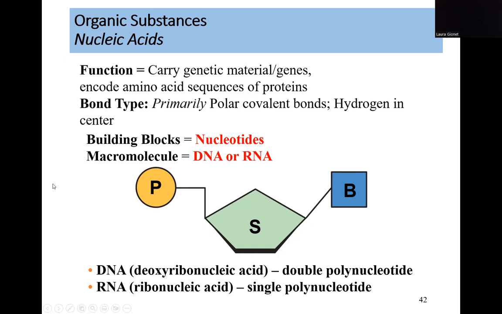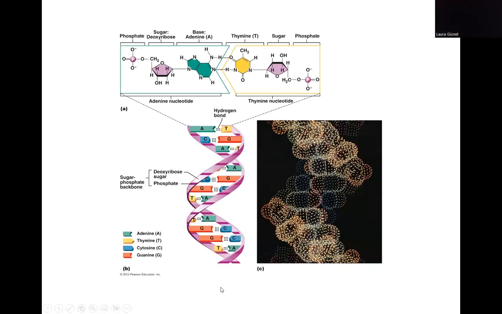Okay, so the function is to carry the genetic material and amino acid sequence of proteins. The bond type is primarily polar covalent bonds because we have a lot of ribose sugar in there. So the primary bond type is polar covalent, but through the center of DNA, we have hydrogen bonds. The building blocks are called nucleotides, and the macromolecules are either DNA or RNA, but they're both composed of these nucleotides. Right? DNA is the double helix, RNA is the single helix. Okay, so we can see this is an example of DNA, the double helix. Right through the center is where we have hydrogen bonding.